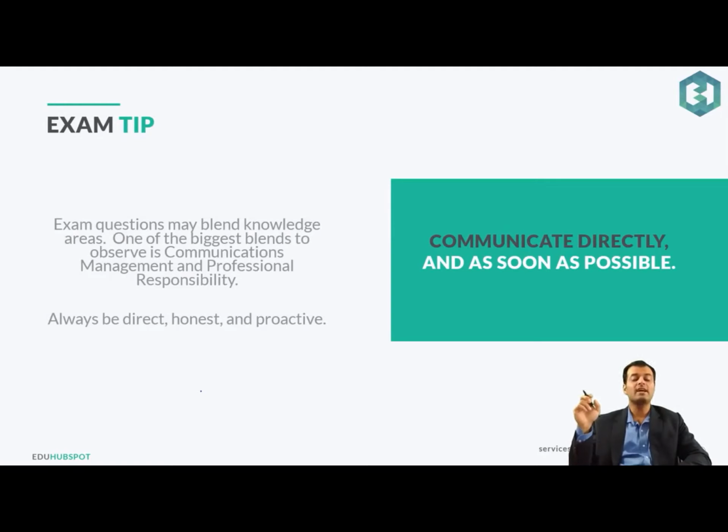Communicate directly and as soon as possible. There would be many scenarios where they'll give you an option like find the root cause and then communicate, or don't communicate because it's not a big issue. Things like these are not good options, to be honest. PMI expects you to communicate directly and as soon as possible. Why? They want you to be ethical.